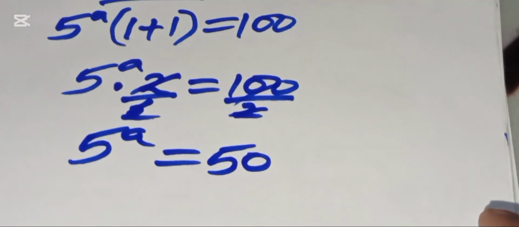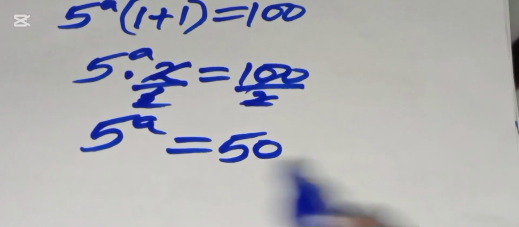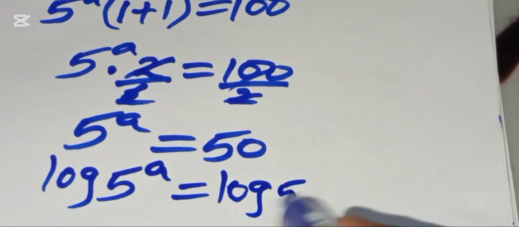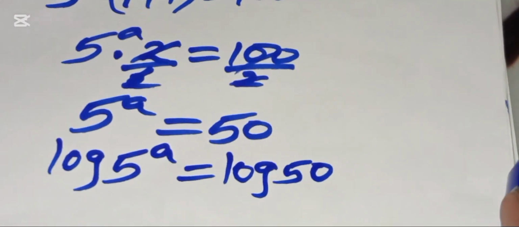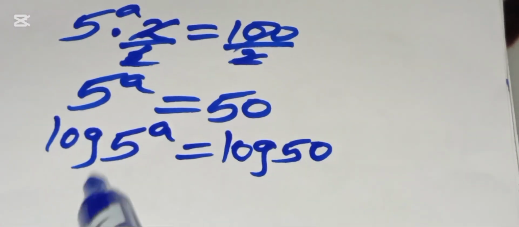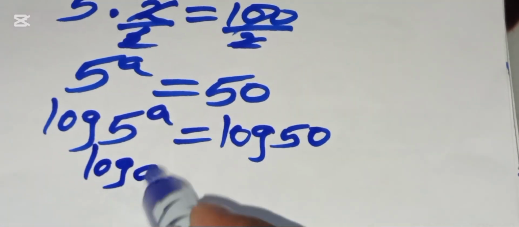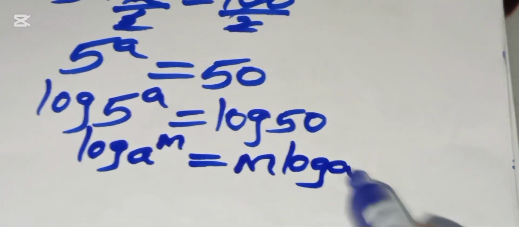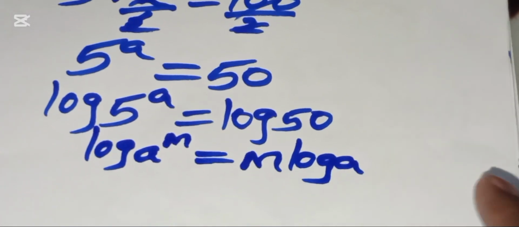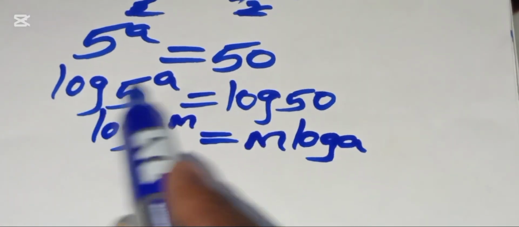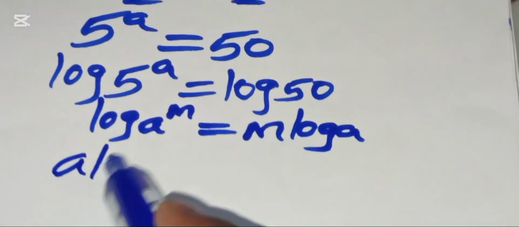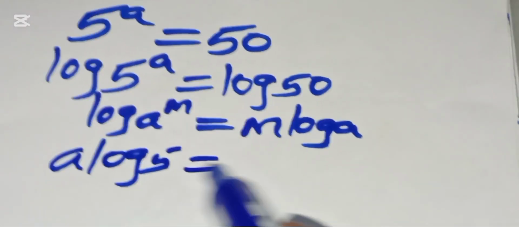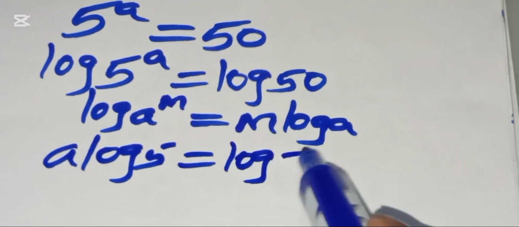Now to solve for the value of a, we introduce the natural logarithm, so that we'll have log 5 raised to power a equal to log 50, okay? Now log 5 raised to power a is in the form of log a raised to power m, which you can express as m log a, okay? So this is the power rule property of logarithm, so that log 5 raised to power a becomes a log 5. This is equal to log 50.